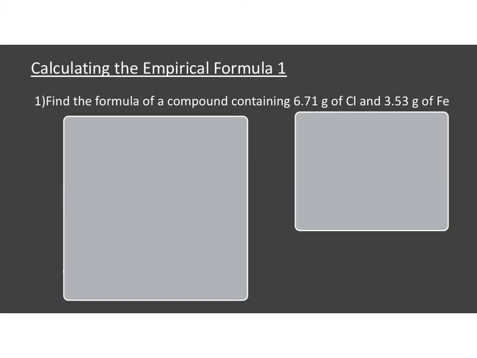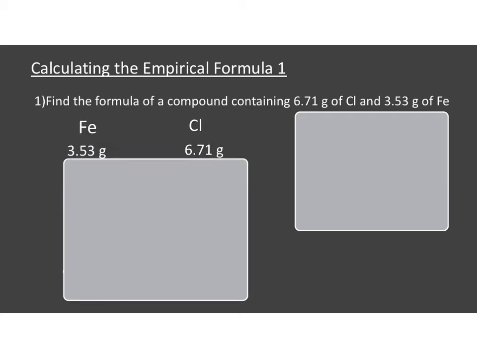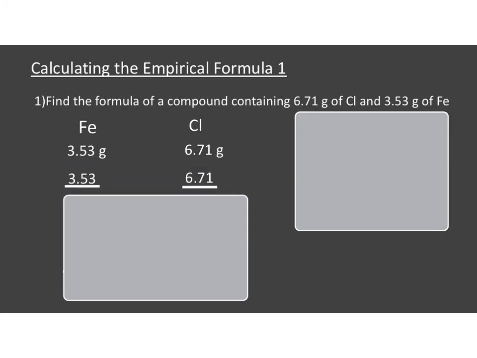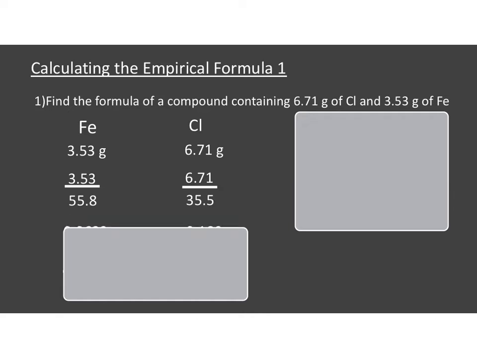So let's do this. And the easiest way I find to do it is to do it as a column. So we know we've got iron and chlorine. Put the masses down, and then we divide those masses by the molar mass of iron and the molar mass of chlorine respectively. And that will give us the number of moles. So we know that for every 0.0633 moles of iron, we have 0.189 moles of chlorine.